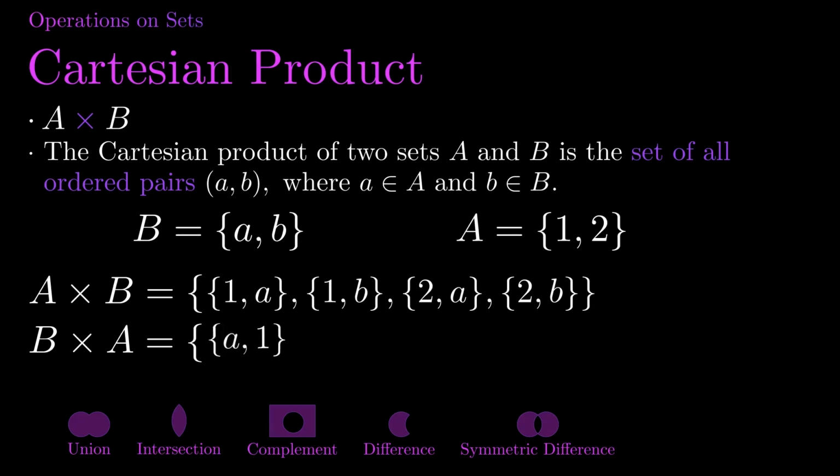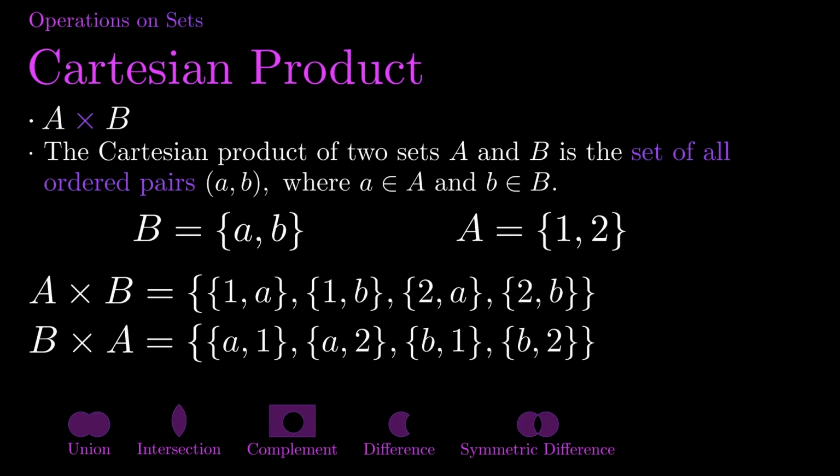That gives us A,1 and A,2. Then take the second element of B, which is b, and pair it with every element in A. That gives us B,1 and B,2. Now look closely. Is the pair 1,A the same as A,1?